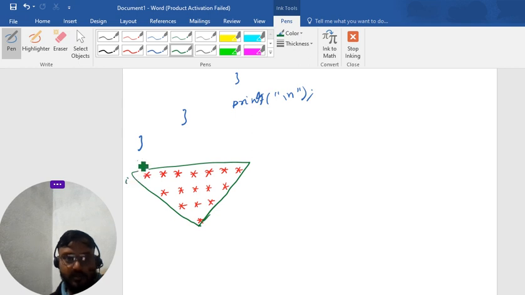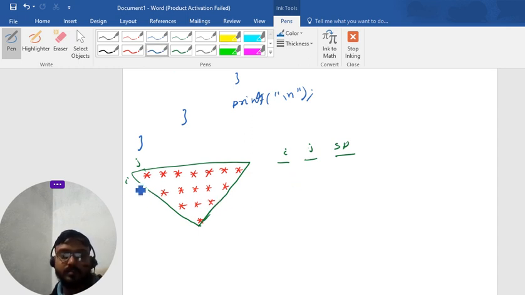This is for I. The top one is J. So 1, 2, 3, 4. The number of rows minus 1. If I have taken 5, then this will be 4. So it will start with I, J, then SP. The relationship I need to find out. In the first row, how many columns do we have? 3, 6, and 7.